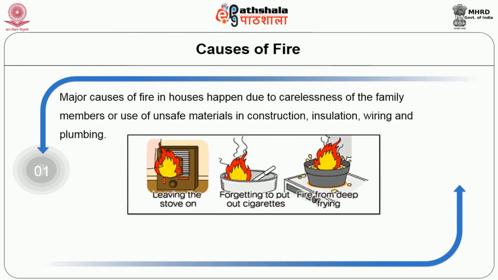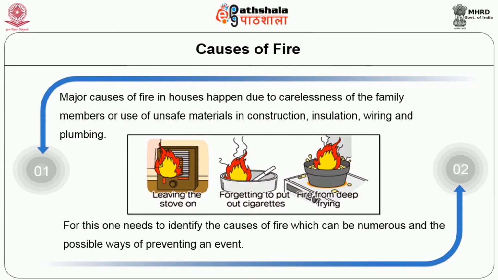How is fire caused? Major causes of fire in houses happen due to carelessness of the family members or use of unsafe materials in construction, insulation, wiring and plumbing. For this, one needs to identify the causes of fire, which can be numerous, and the possible ways of preventing an event. There are several other causes too, as given in the slide. You will come to know about very trivial things that can cause a fire accident.